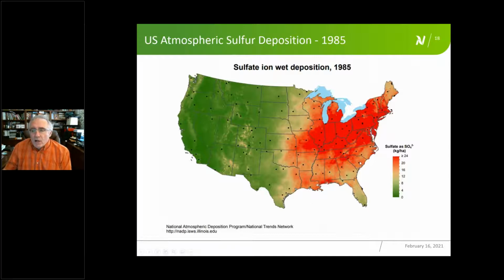So 1985, in much of the eastern half of the US, and we could extrapolate this right up into Canada, those trends would be similar. But at that time, we were receiving 20 to 25 kilograms of sulfur per hectare or more, and that would satisfy the needs of most of the crops that are being grown. So we didn't need to add fertilizer.